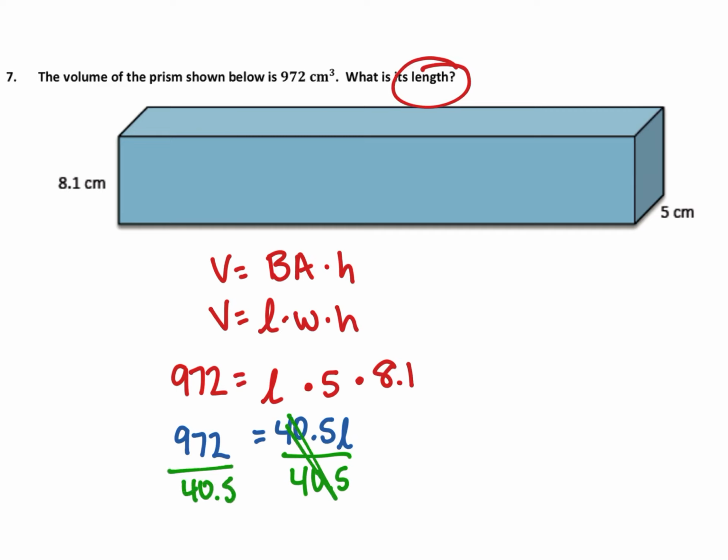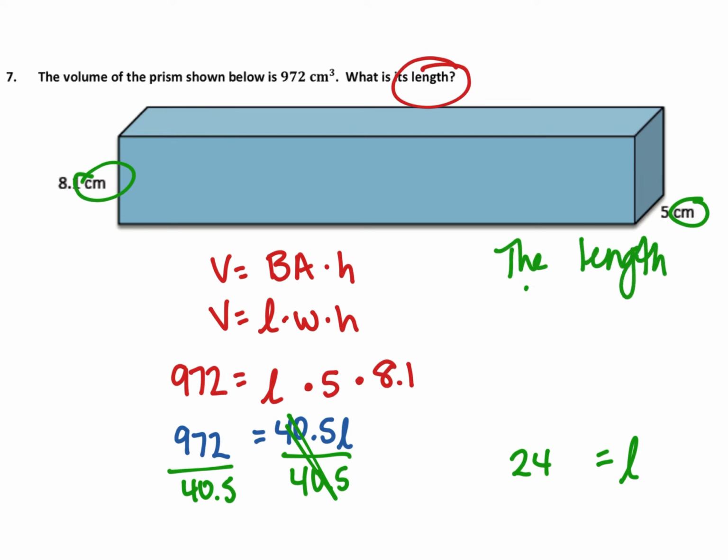These divide out, so L is remaining on the right side. And on the left side, when you do 972 divided by 40.5, you get 24. These were measured in centimeters, so the length is 24 centimeters.